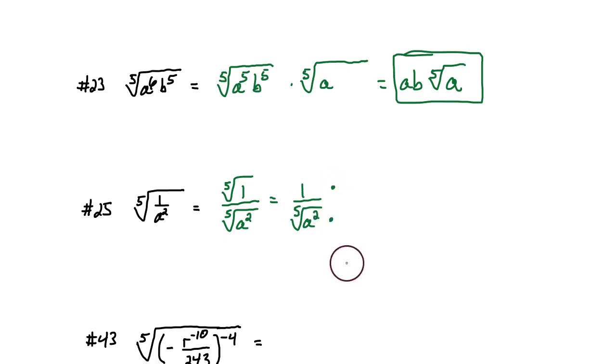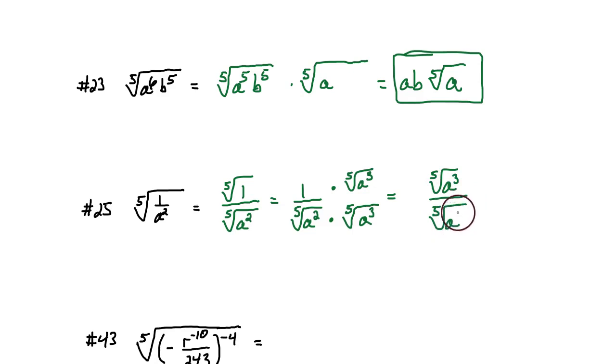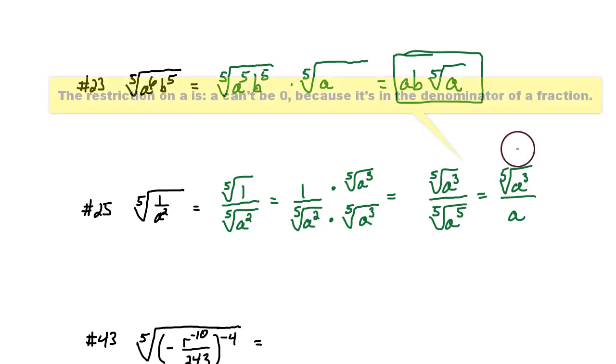We're going to times top and bottom by the same thing. Now, what do we need to times by? We need to times by something that will make a nice output in the denominator. I'm going to times by the fifth root of a cubed. In the top, we get 1 times the fifth root of a cubed, and in the bottom, we have the fifth root of a to the fifth. And now you see why I chose this to times by, so that would create this expression. Final answer is the fifth root of a cubed on top, and on the bottom, an a.